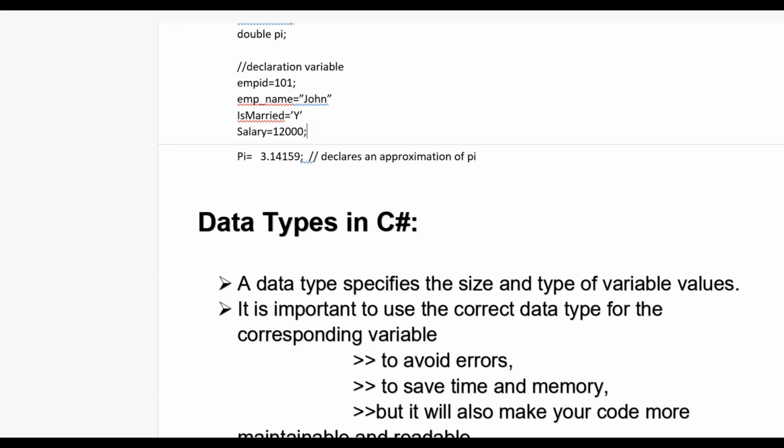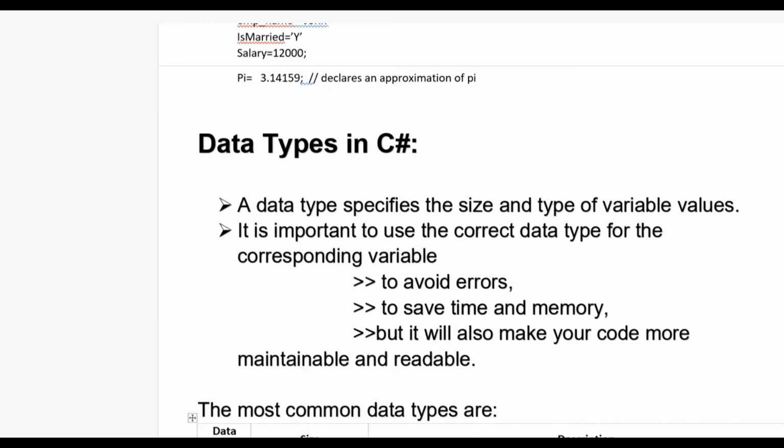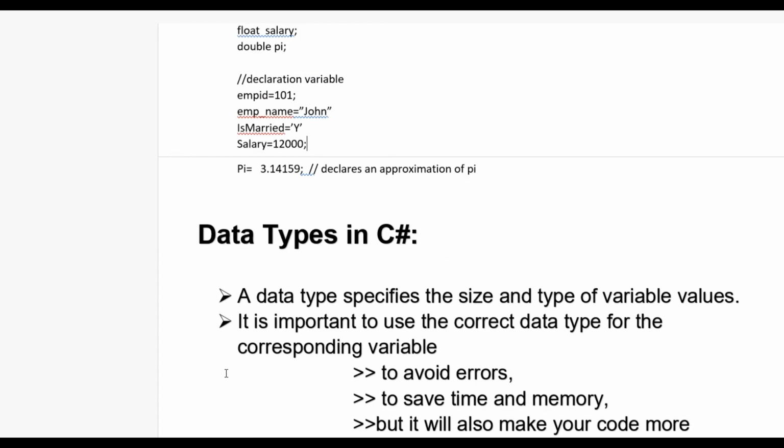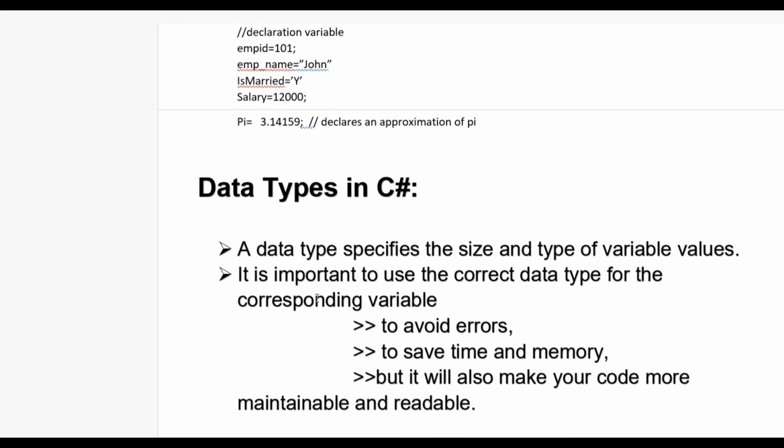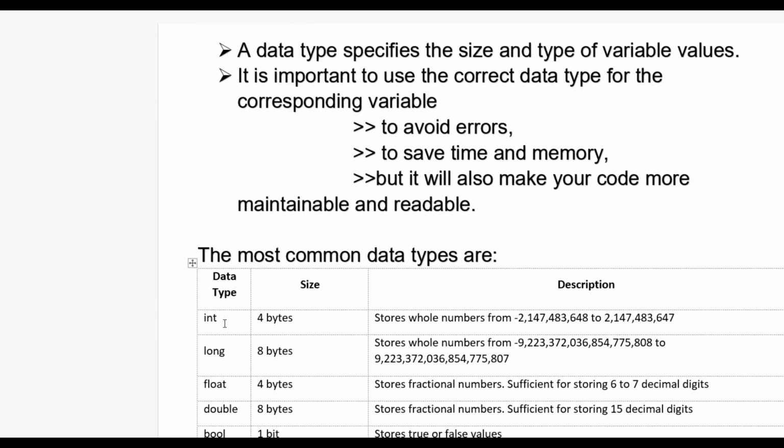This is how data types are used in C#. Now the most common data types are like integer; you can see the definition of variable and data types. So if we take integer, its size is 4 bytes and it stores whole numbers only, from -2,147,483,648 to 2,147,483,647. That is the range for storing integer values.